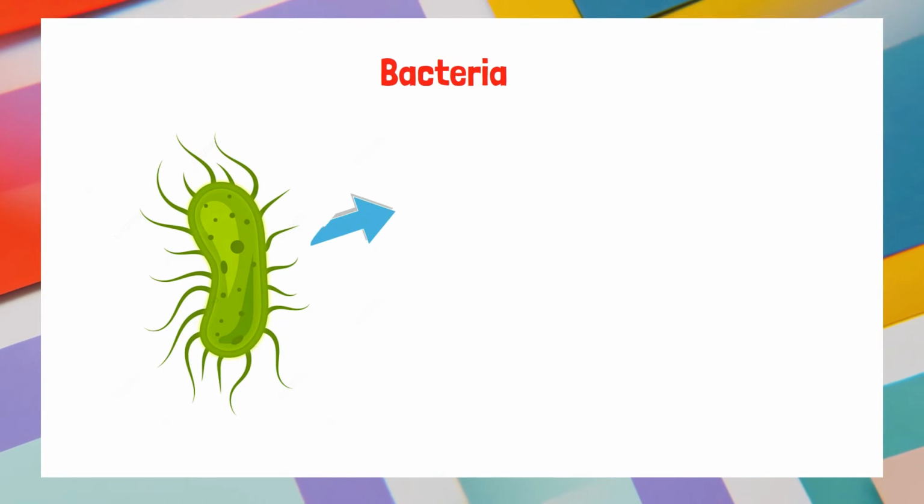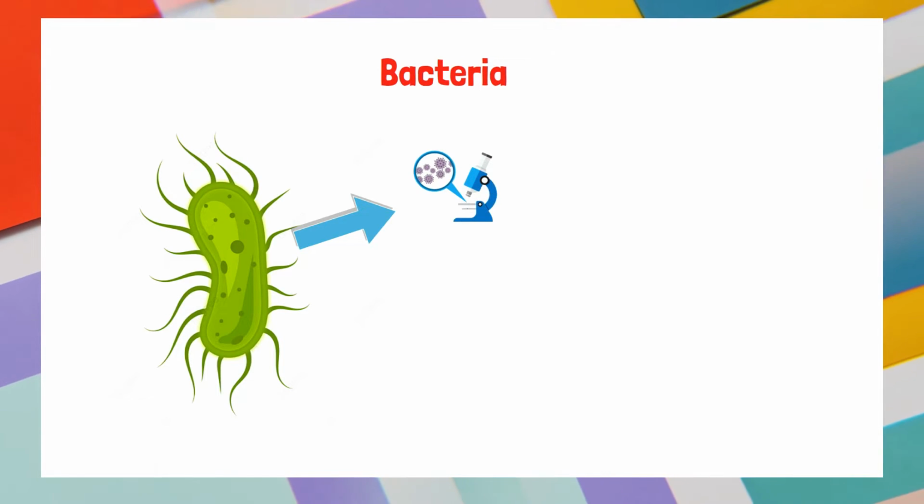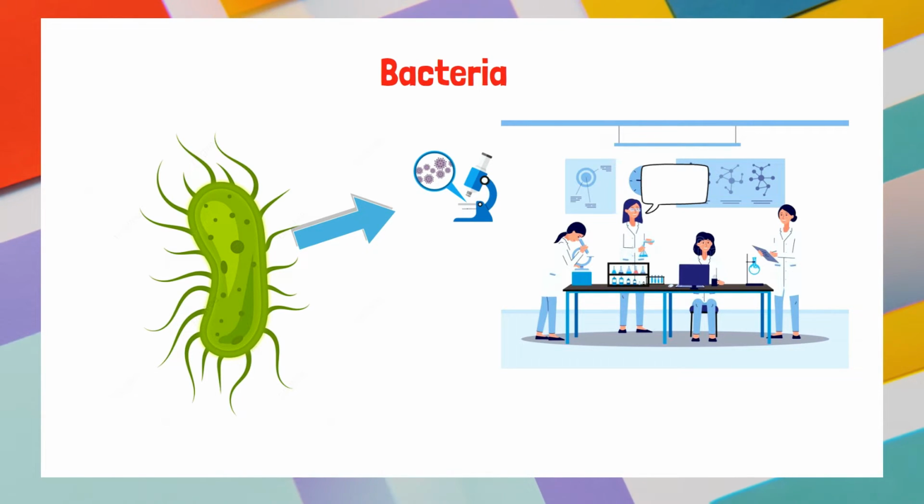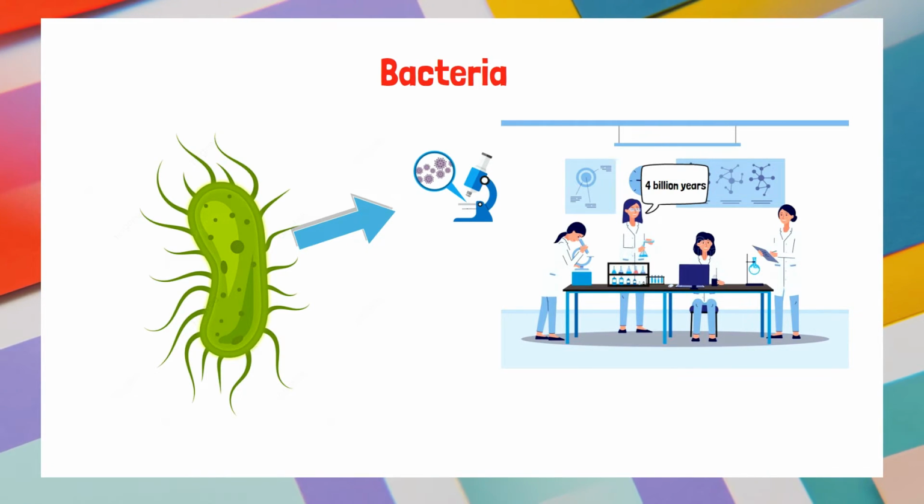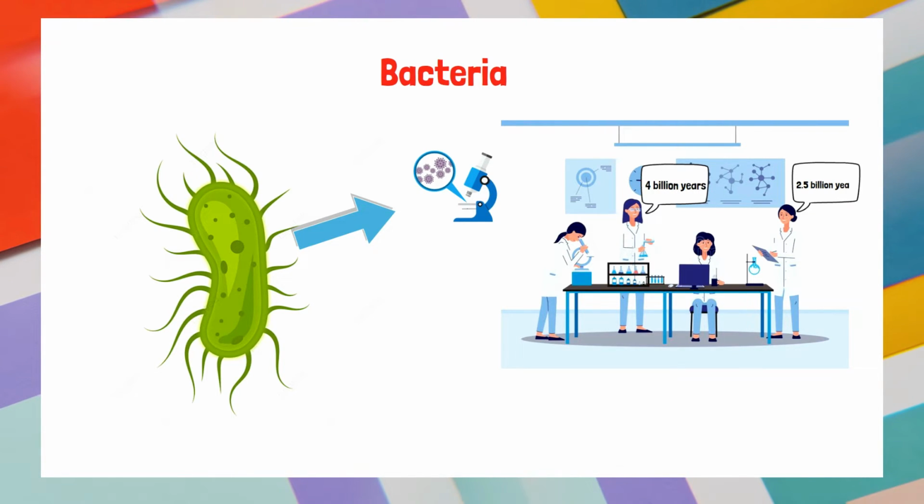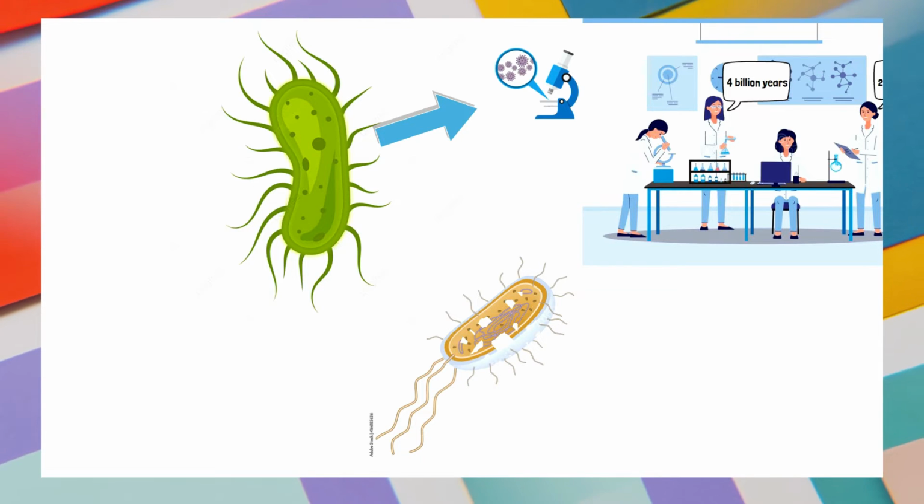It's a very tiny organism that you need a microscope to be able to see. Bacteria are considered the oldest living organism on Earth. According to some researchers, bacteria are 4 billion years old, and the Earth is 4.6 billion years old. Other researchers said that bacteria are only 2.5 billion years old. You will find the source of information in the description box, of course.